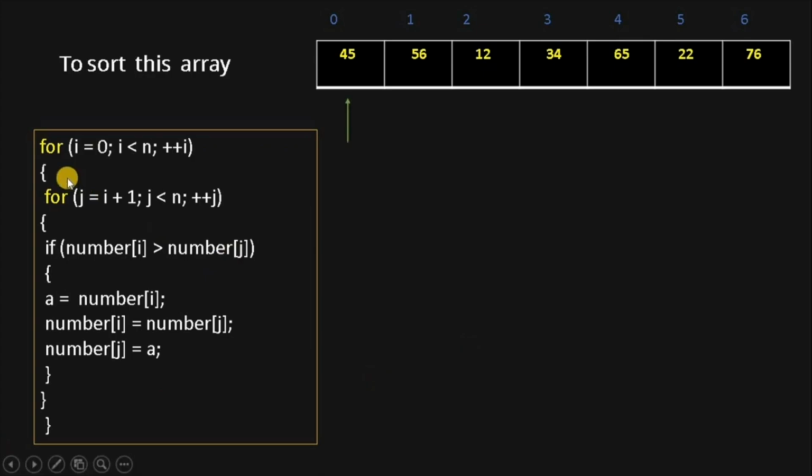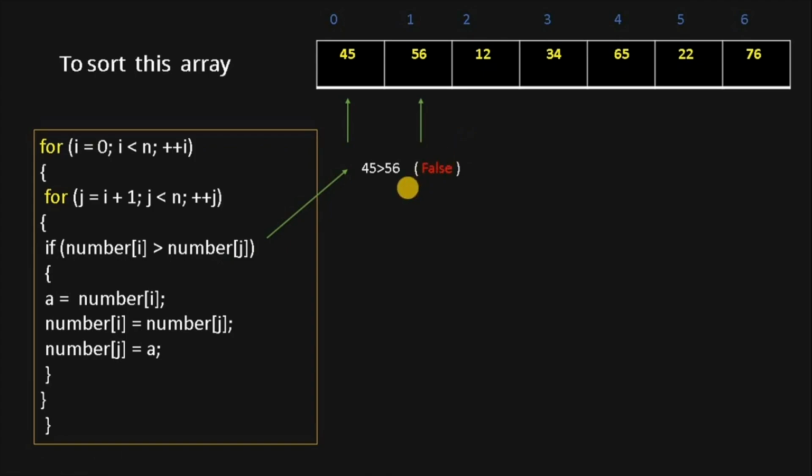First, for i equals 0, the value at 0 is 45, and after that it will go to the j loop. So j means i plus 1, that is 0 plus 1, and it will go with the value at index 1, which is 56. And if number i is greater than number j, that means if 45 is greater than 56, then what happens?